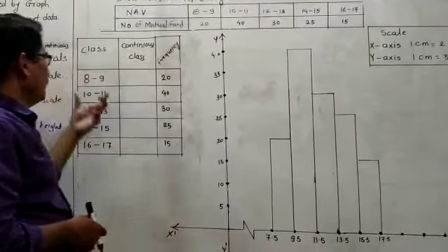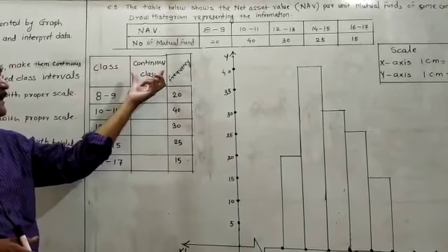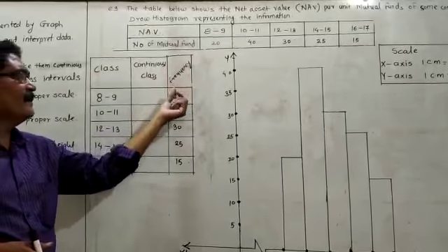But if you observe, you have to make the columns like this: class. If the classes are not continuous, at that time you have to write the continuous classes and you have to write the frequency.